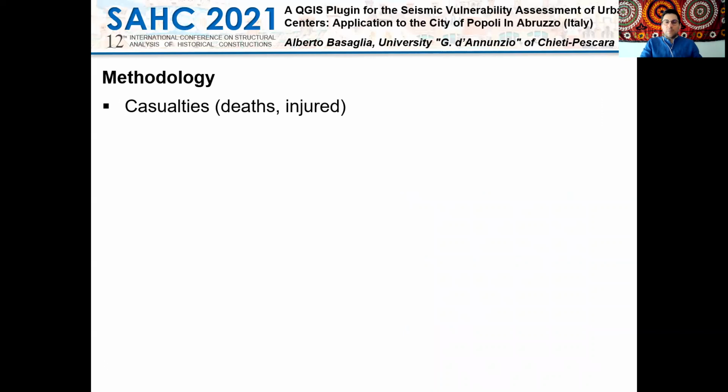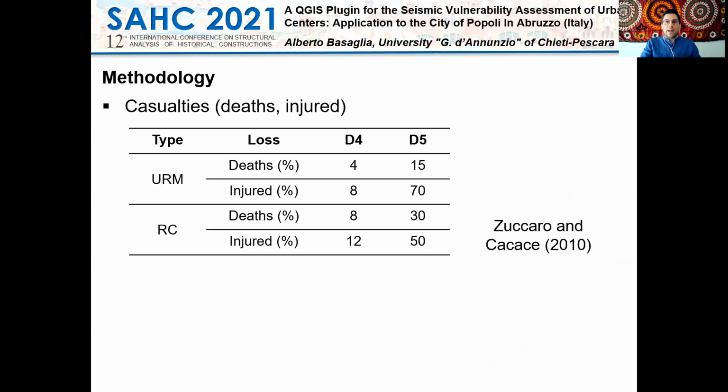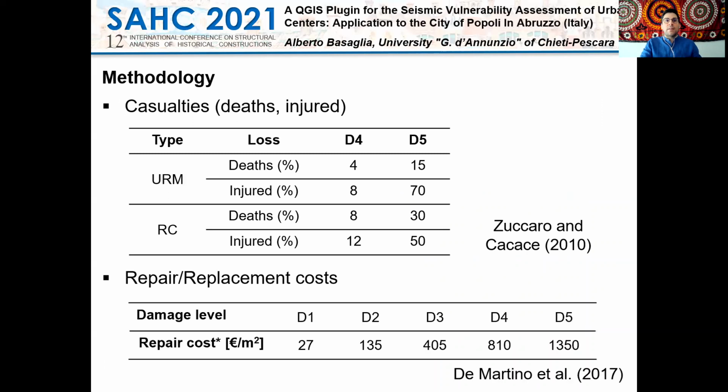Then, with the vulnerability and damage determined, the plugin also calculates the losses in terms of casualties, so deaths and injured, and in terms of economic losses, so with repair and replacement costs. And for both the casualties and repair costs, values available in the literature have been adopted.